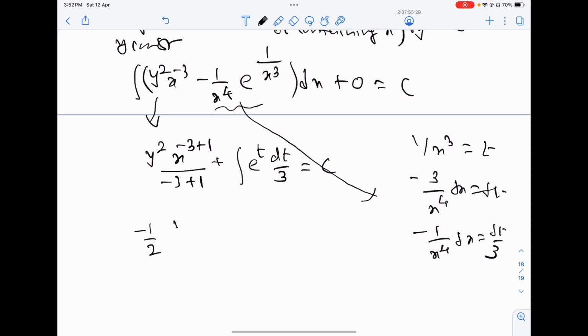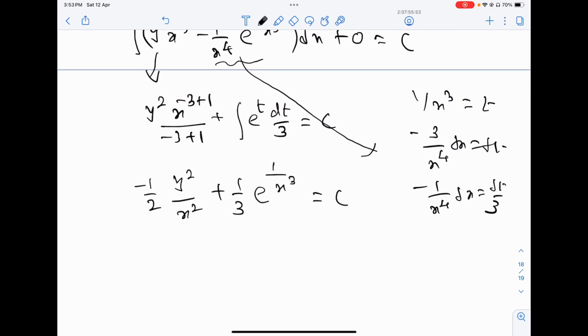And this is minus 1 by 2 y square by x square, plus integration of e power t is e power t, and t is 1 upon x cube. So e power 1 upon x cube equal to c. So this is the answer. We can solve one more example.